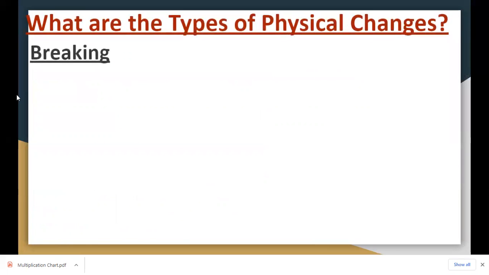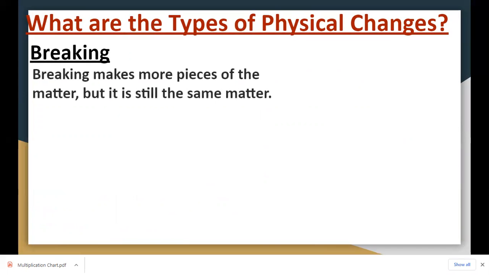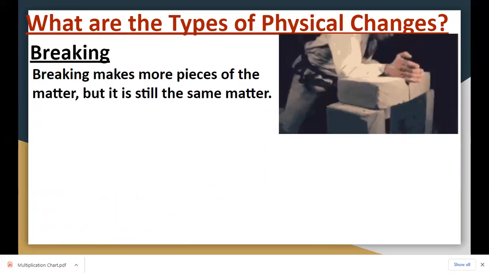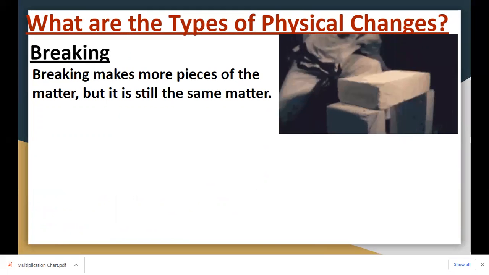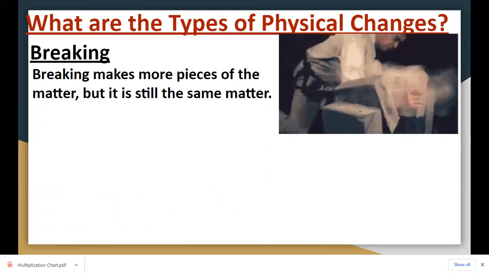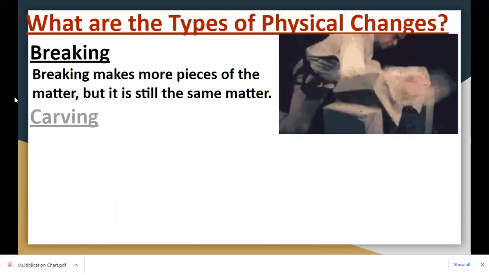Okay, what else? How about breaking? We talked about broken glass and how that's the same. That's a physical change. Breaking makes more pieces of the matter, but it is still the same matter. That brick is still the same. I don't know if that guy's hand is the same after that, but I think it probably is. He knows what he's doing.